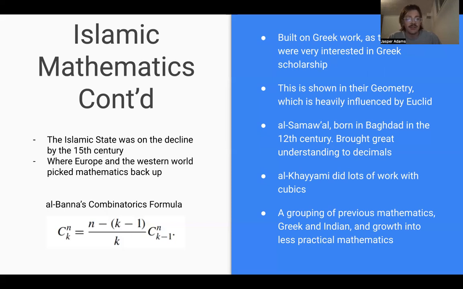And we see the Islamic State start to decline by the 15th century, a perfect time for the Western world in Europe to pick mathematics back up and start to make their own developments based on Islamic ideas and theories, because they were in contact through their conquering of Spain.